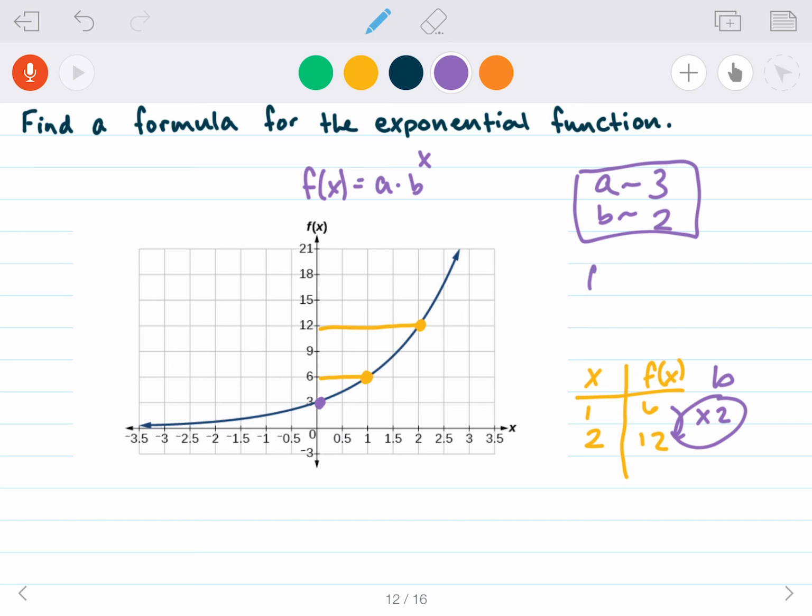So our answer is going to be f of x equals a times b to the x, with a and b filled in. So that is our function that represents this exponential curve.